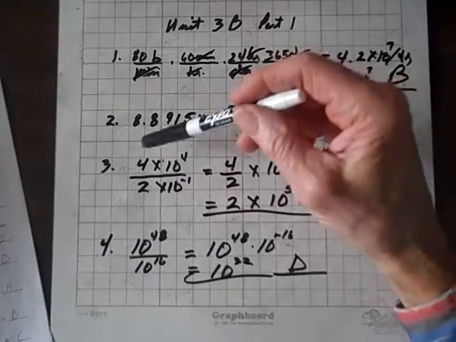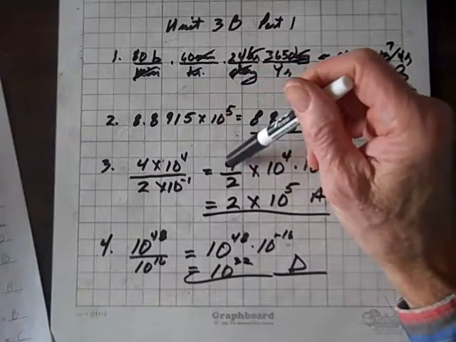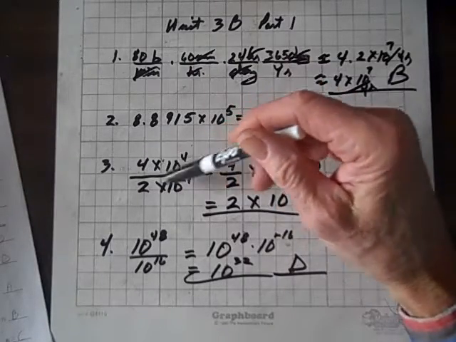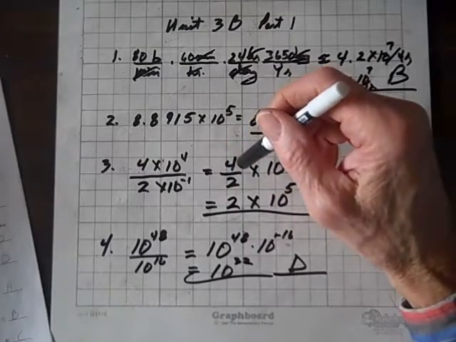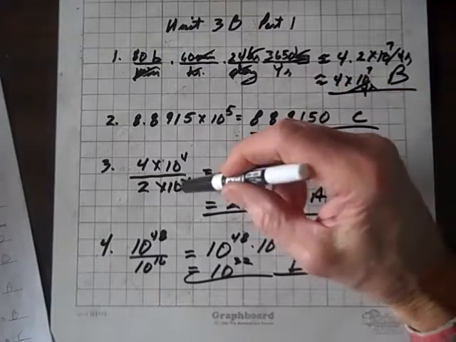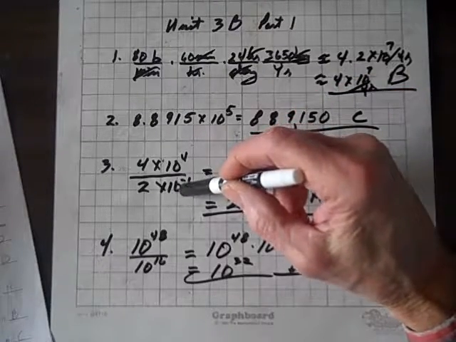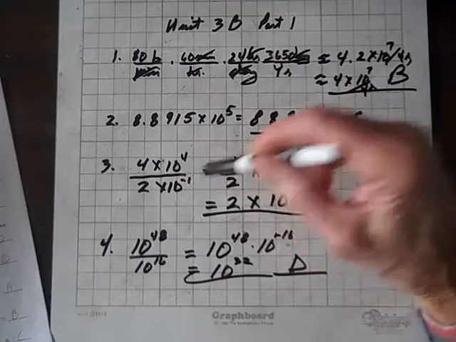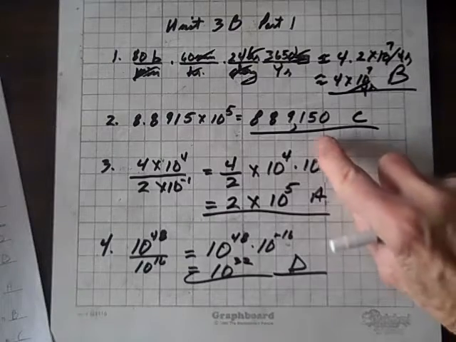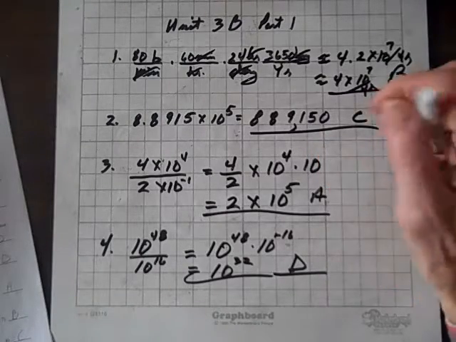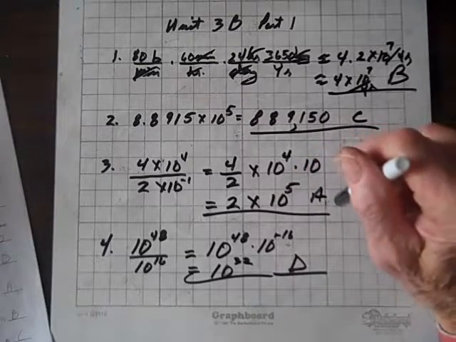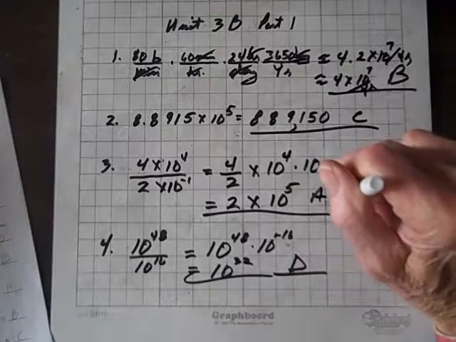For 3, use scientific notation to perform the operation. Well, we have to divide these two numbers. These are all factors here, so we can write 4 over 2, which is 2 times 10 to the, and I'll move this factor of 10 upstairs, so I have to change the sign on the exponent to positive 1. In reality, 10 to the 1st is simply 10, but we'll add the exponents and we get 10 to the 5th. So 2 times 10 to the 5th, and that's selection A.